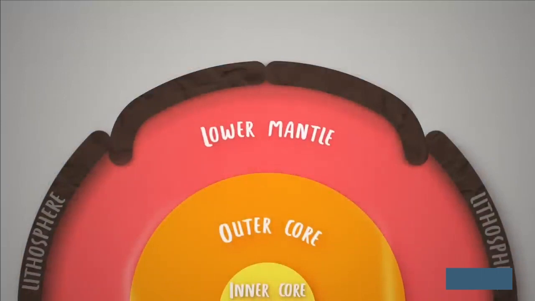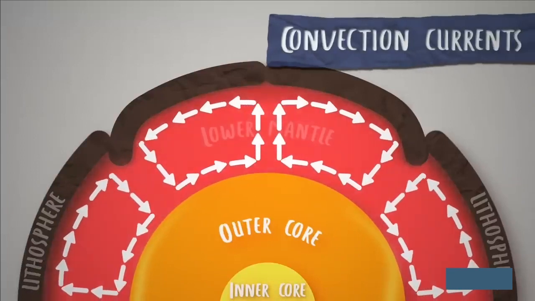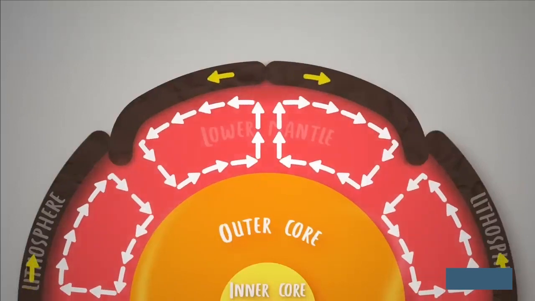Within the Earth, there is tremendous heat and pressure, and this drives slow circular movements called convectional currents within the mantle layer. This then causes the plates to move.